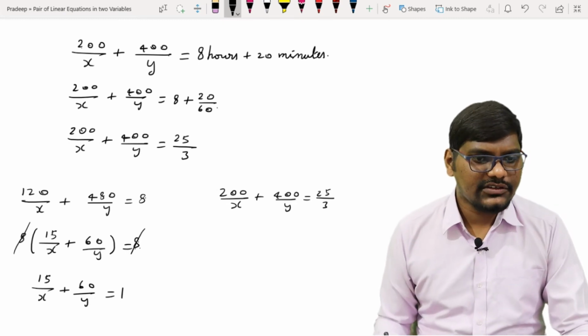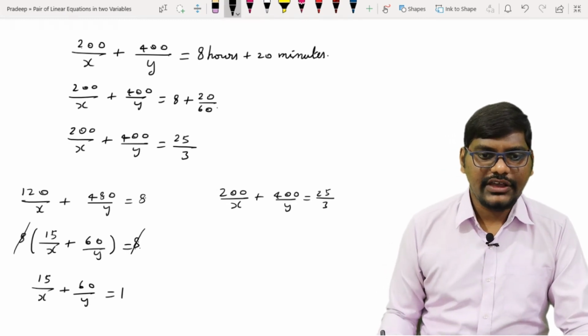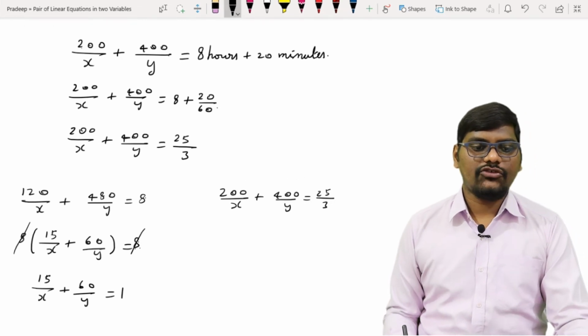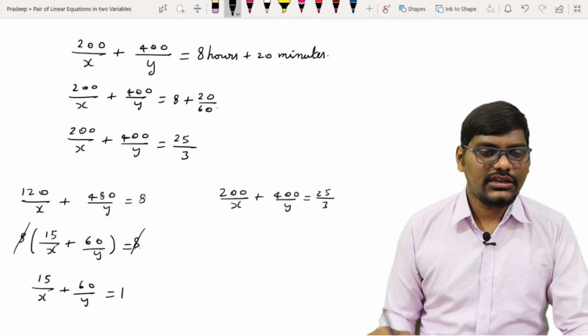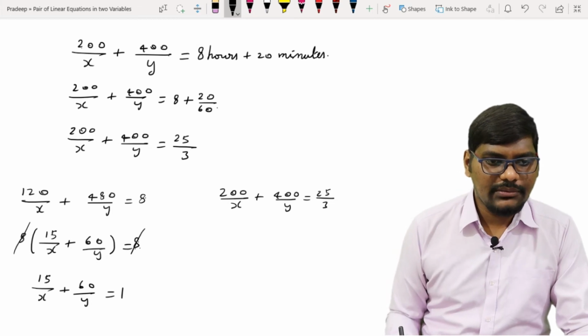So let's simplify this also. Here 25 is the value which is there. This is a multiple of 25, and 400 is also a multiple of 25. So we can take the common factor of 25.